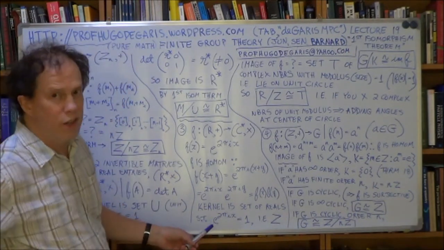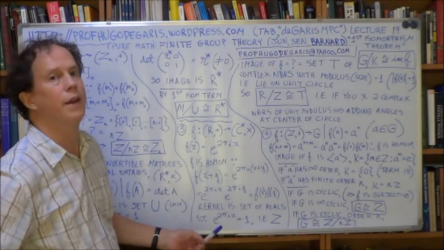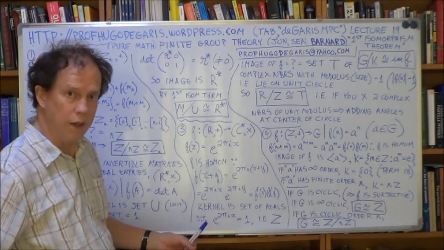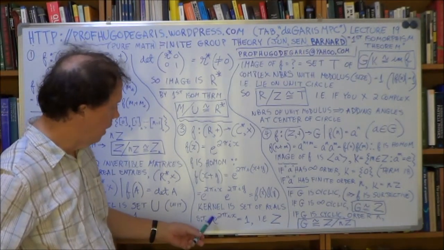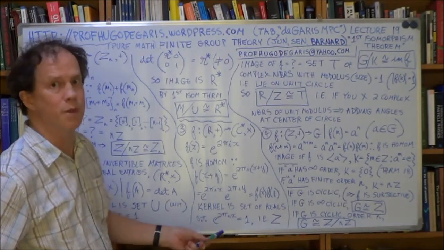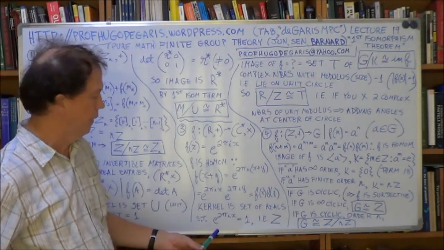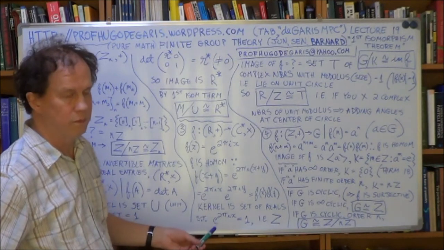Well, you probably know that e to the 2 pi i is 1, right? Why? Because, well, e to the pi i is minus 1, that famous formula of Euler, Leonhard Euler.